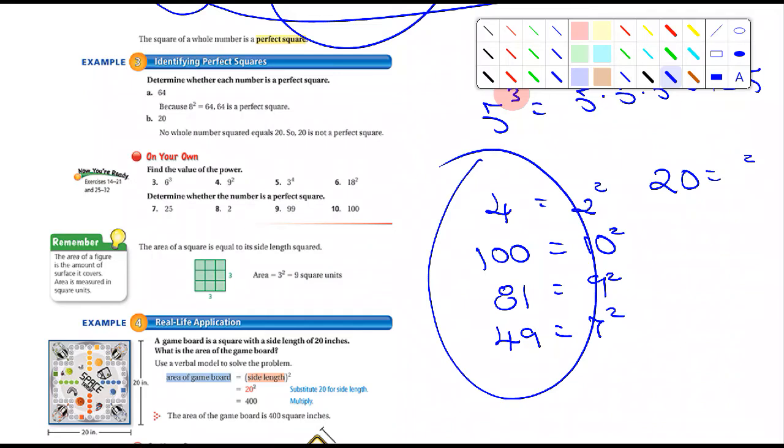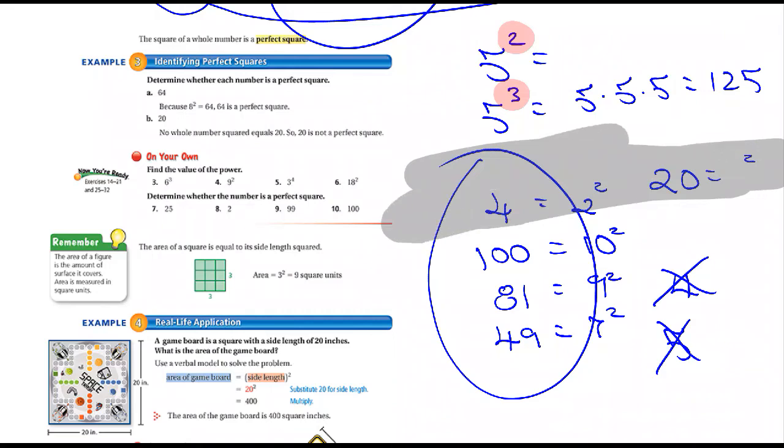Yeah, no. Because 4 squared, 4 times 4, is 16. And then after 4, it's 5. What's 5 squared? 25. So 4 does not work, 5 does not work, so no. 20 is not a perfect square, because there's not a whole number you could think of that if you multiply it by itself, it would equal 20. Now, when I say a whole number, it doesn't have a fraction, and there's no decimals to it. Okay?